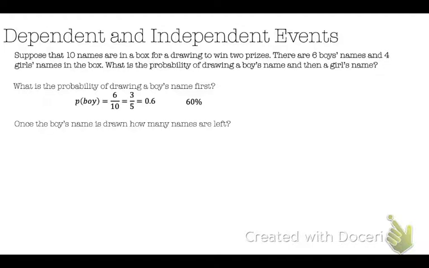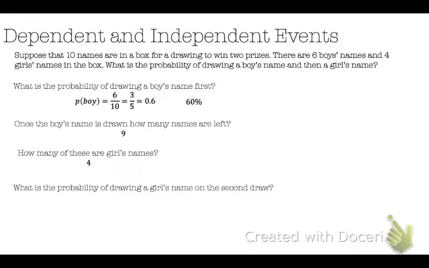So once the boy's name is drawn, how many names are left? Well, there'd be 9 names left because we started with 10, we drew 1, we're left with 9. How many of these are girls? Well, we still have all 4 girls' names in there. We haven't pulled one yet. So what's the probability of drawing a girl's name on the second draw? Well, it'd be 4 out of 9, 0.444, so it'd be 44.4%.